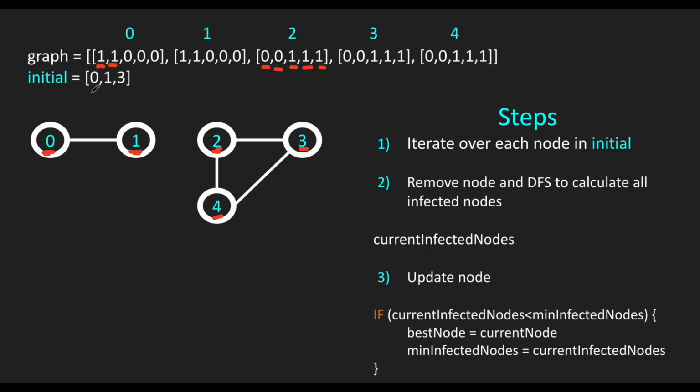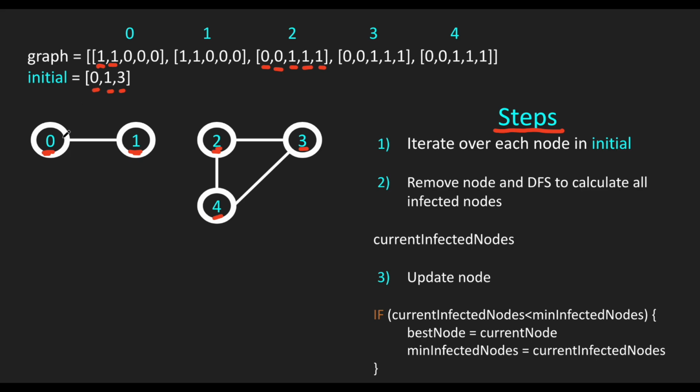The initial that we are given in this case is that node 0, node 1, and node 3 are infected. So what would be our steps? Our first step is that we are going to go over each of our initial nodes. So for example, let's take 0. We are removing 0 from the initial and DFS searching to calculate all infected nodes. We see if we remove 0, would that minimize the total number of infected nodes?